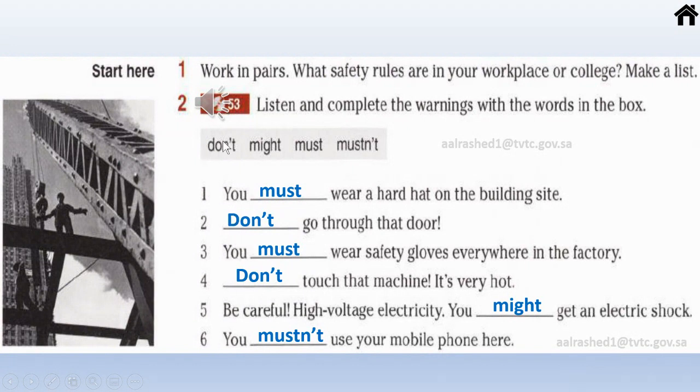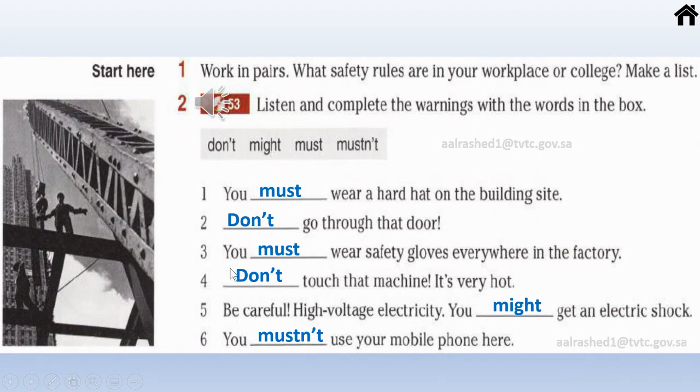So don't is the only one in the imperative verb that does not need a subject if it is used at the beginning of the sentence. The other word we have is might. Might has the meaning of possibility.